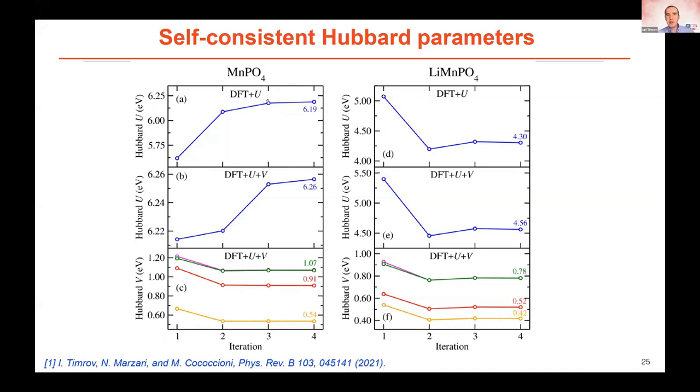And we do one more iteration. We see the geometry almost doesn't change. And also the Hubbard U almost doesn't change. It stays almost the same. So that's why we say we've reached the self-consistent U value of 6.19. And this is different from the one-shot value, which is 5.6. So we use 6.19 for production calculations.